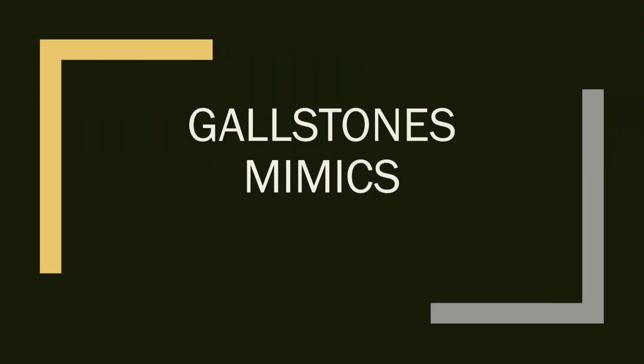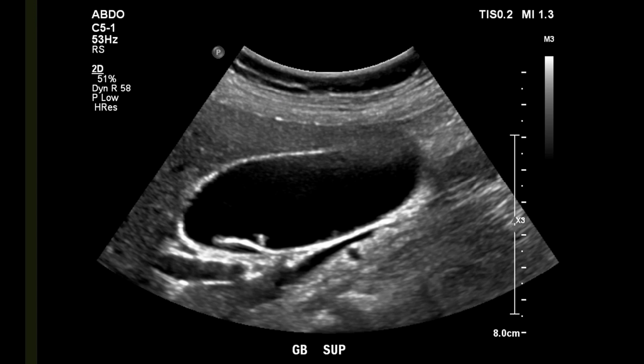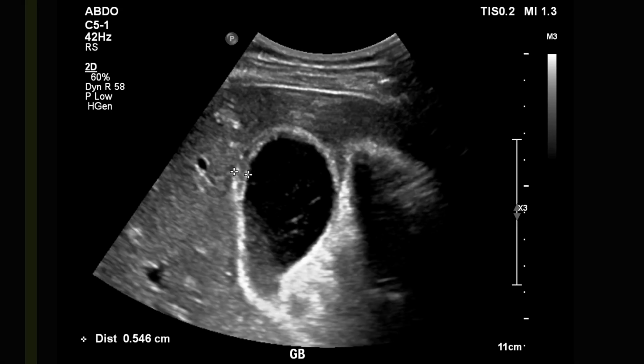There are several pathologies that mimic gallstones. Like gallstones, a gallbladder polyp or mass appears as a hyperechoic mass inside the gallbladder lumen. Note that mucosal folds, gallbladder polyps or masses do not usually demonstrate posterior shadowing.